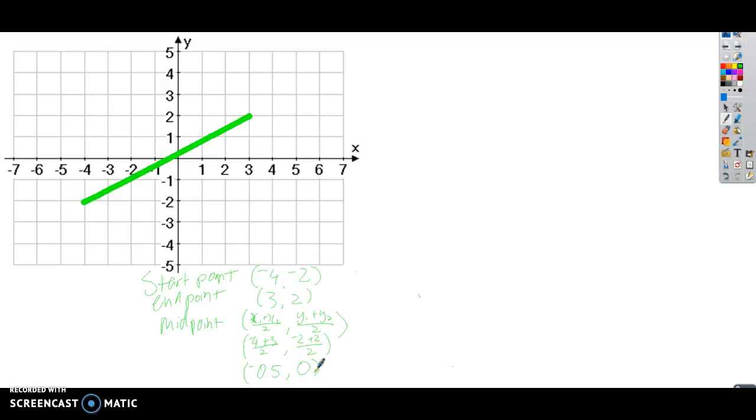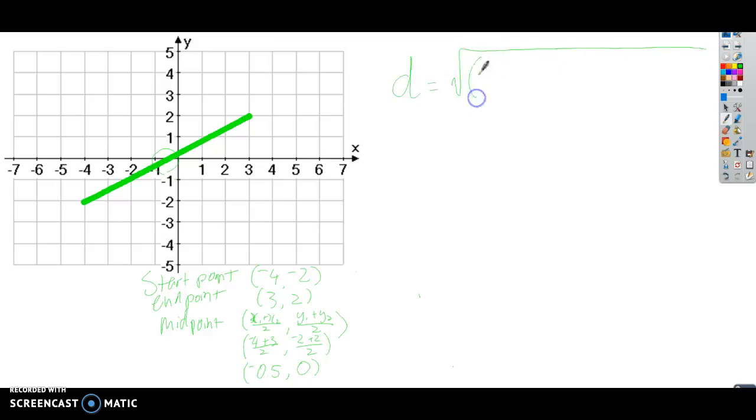So I can have a look and go, right, am I on the money for that midpoint? So I'm looking at about here, which is negative 0.5 and 0. So it's handy having the graph there so you can check your answer. But let's find my length of this line segment.